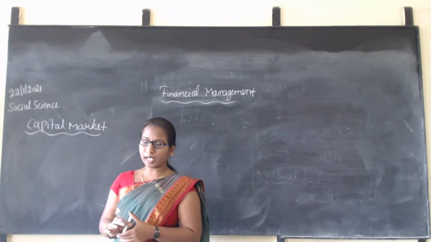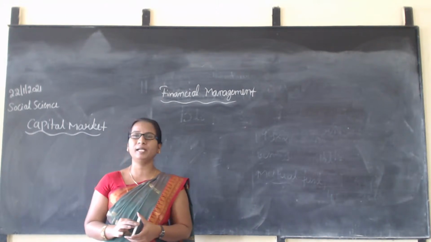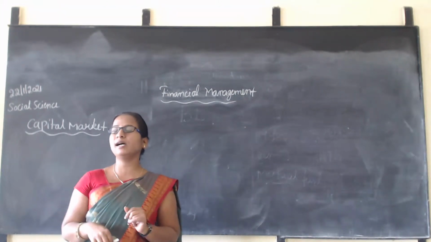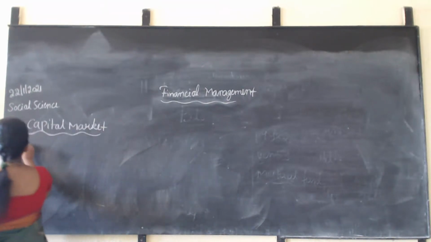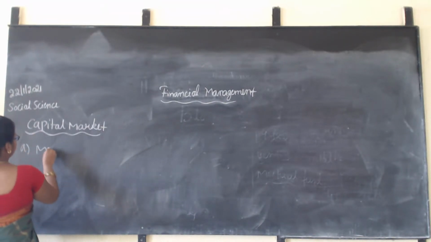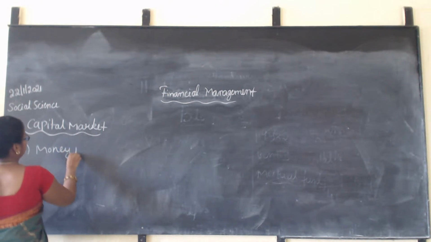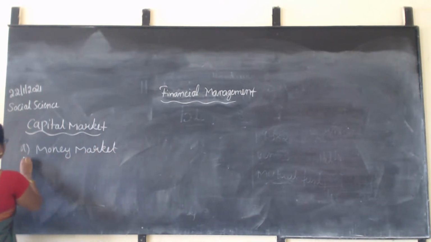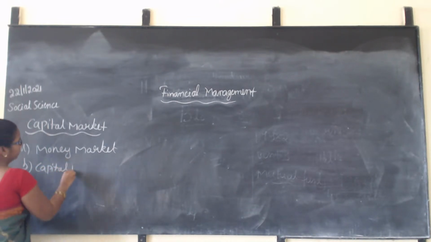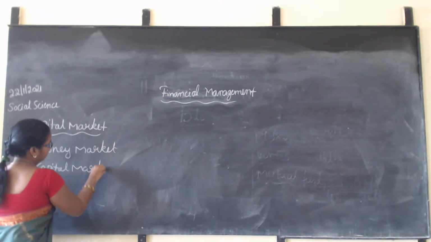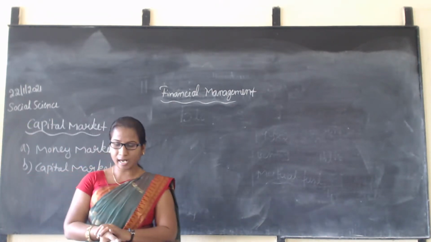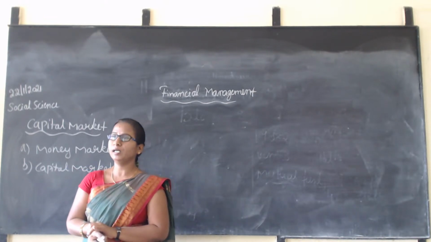There are two types of financial markets, namely the money market and the capital market. Here you are going to learn what the difference is between a money market and a capital market. Capital market and money market have different meanings.